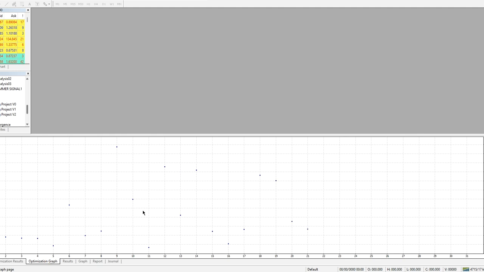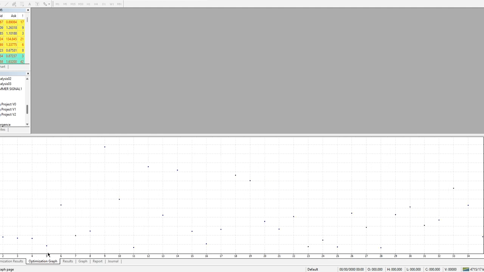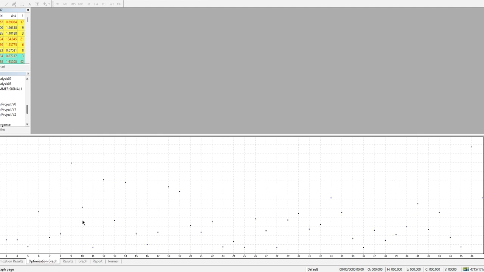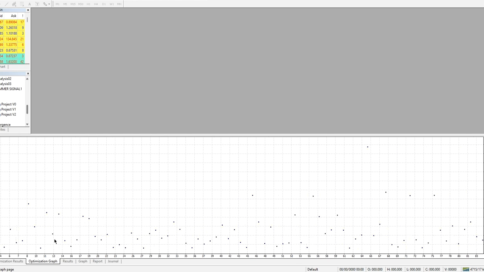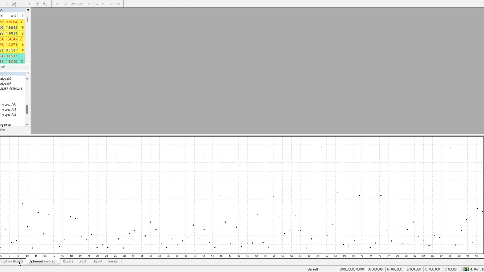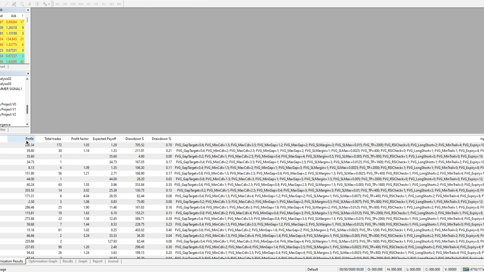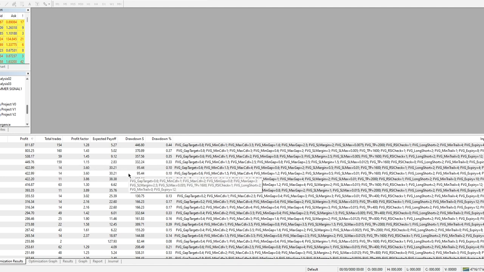And one important factor is this optimization graph, because this one shows us if our strategy is capable of being optimized or not. We'll see in a moment. Here you have a summary of the test cases that have been run, and we want to find a good one which has good profit factor, payoff, and low drawdown at the same time.